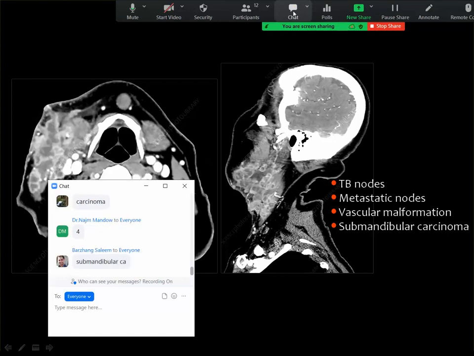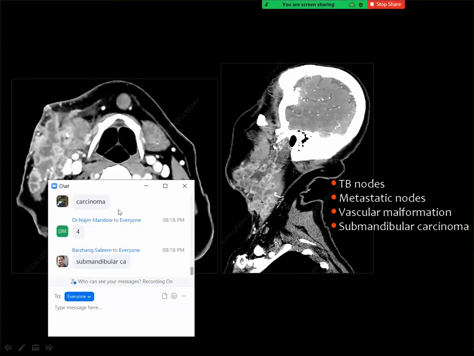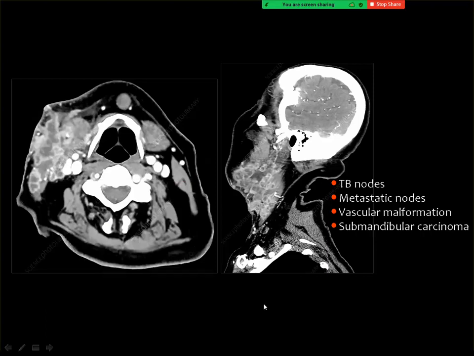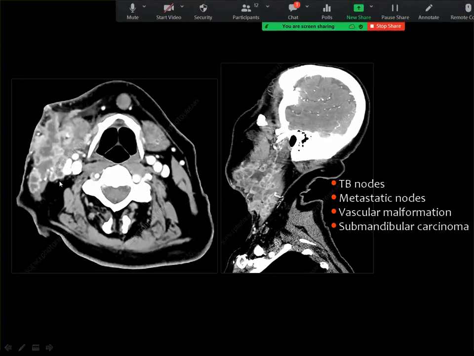And yes, someone said that this is carcinoma, a submandibular carcinoma. And actually, if you look carefully, you can see that the submandibular gland is a little bit seen through the lesion. And you know that one of the groups of lymph nodes in the neck are those which are located in the region of the submandibular salivary gland.